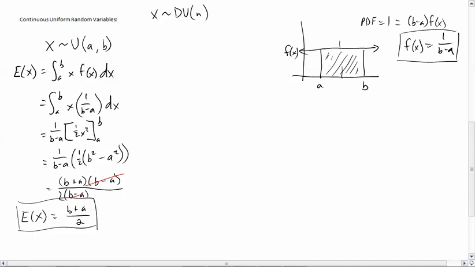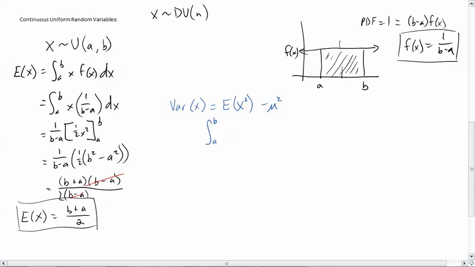Alright, so that's something we could have reasoned out, but we were also able to kind of prove it. Let's look at the variance. So for the variance of x, we're just going to do the expected value of x squared minus mu squared. For the expected value, we're going to do the same thing as over here. So we're going to take the integral from a to b, and we already know that the expected value is b plus a over 2.